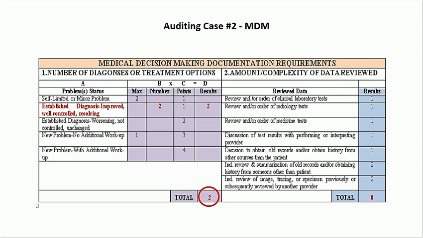The provider documented that the patient will need an A1C in 2 months, but the note does not state that an order was placed. Reviewing home blood sugars does not count as lab review. Credit for this information was given in the HPI. So the total amount and complexity of data reviewed in this case is 0.